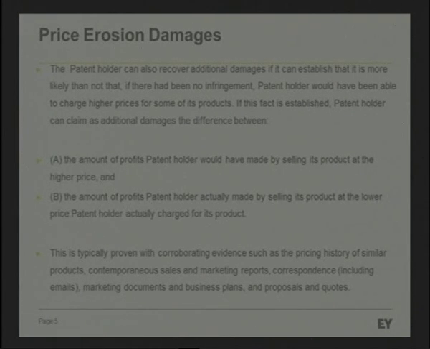Therefore, in order to establish price erosion, what the patent holder has to prove is the amount of profits that the patent holder would have made by selling its product at the higher price, and the amount of profits the patent holder actually made by selling its product at the lower price because of the presence of that substitute. The difference between the two becomes the damage that I can claim.